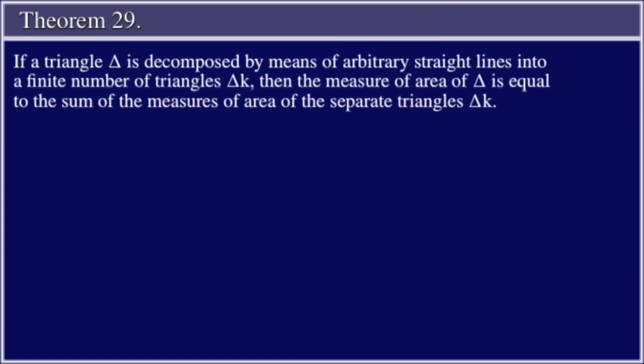Theorem 29. If a triangle delta is decomposed by means of arbitrary straight lines into a finite number of triangles delta_k, then the measure of area of delta is equal to the sum of the measures of area of the separate triangles delta_k.